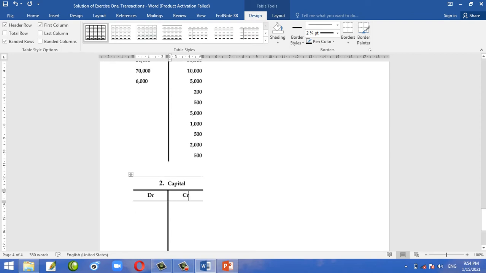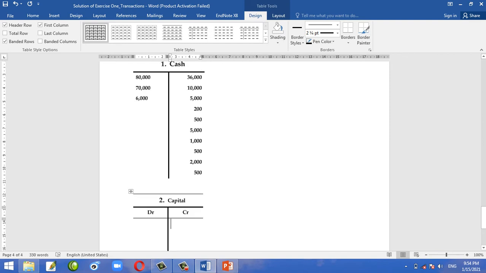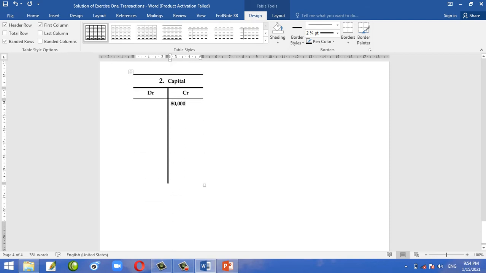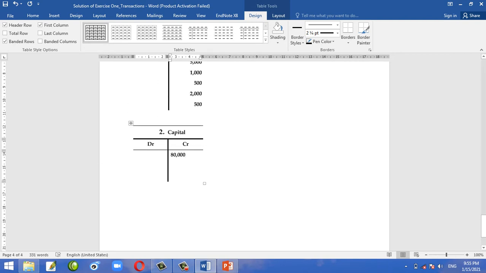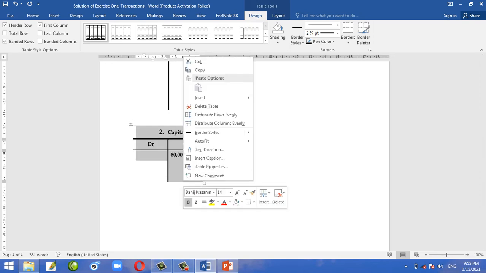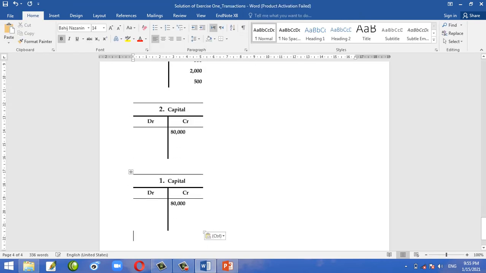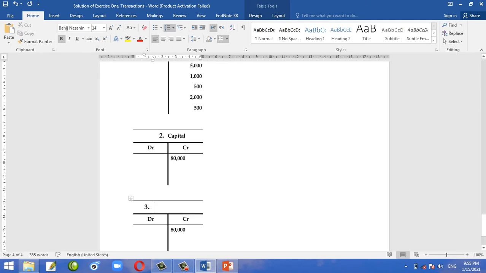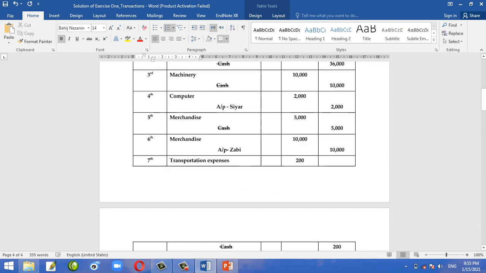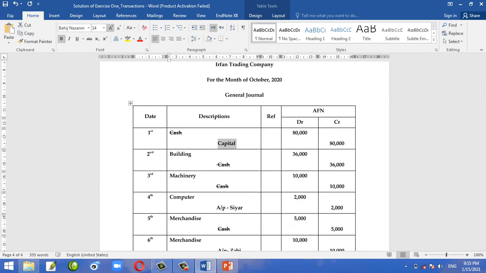So now come to the capital. Capital is credit for the company all the time. Capital in an organization is written as capital. We can directly write 80,000 as credit. So now come to the next one. You can also just copy and paste it like this. So you can write here third. The third one is what you have written, capital, and this one is also completed.